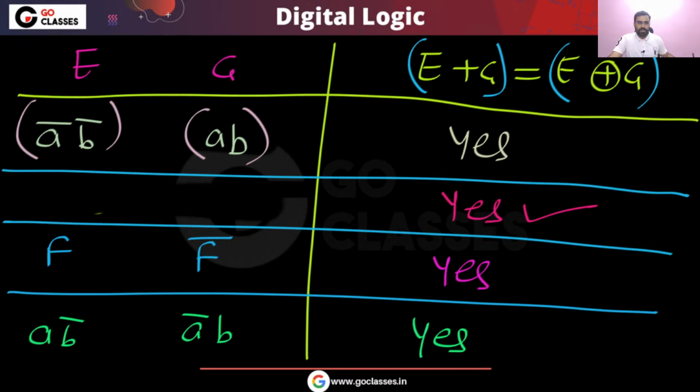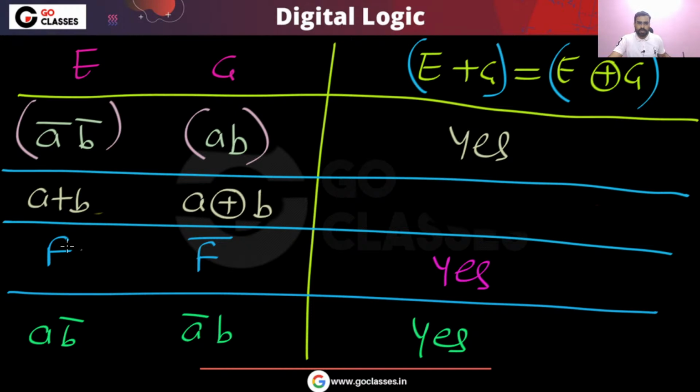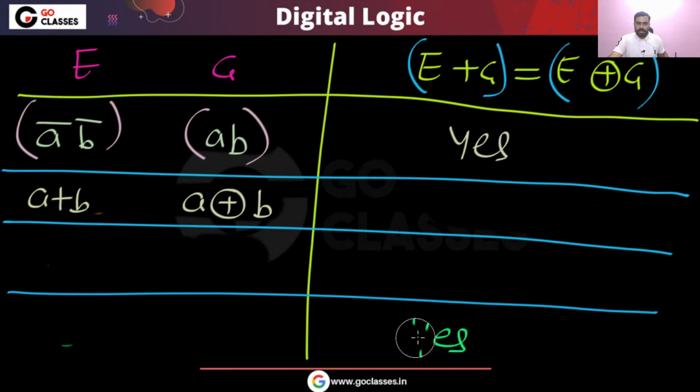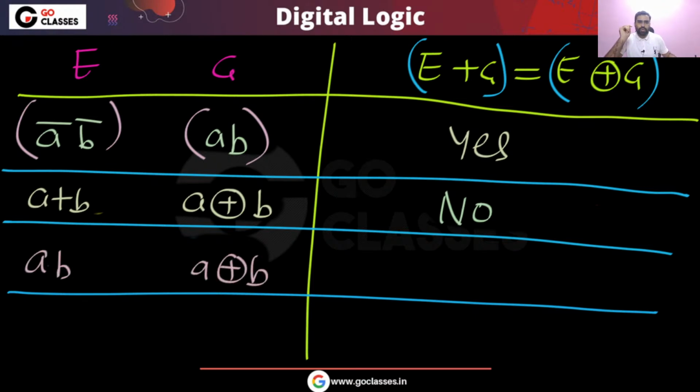Next, tell me about this one: A OR B and A XOR B. What about these two? For these two, the answer is no, because they can be one simultaneously. When A is 0 and B is 1, then both will be one simultaneously. And tell me about this one: AB and A XOR B. For this, the answer is yes.